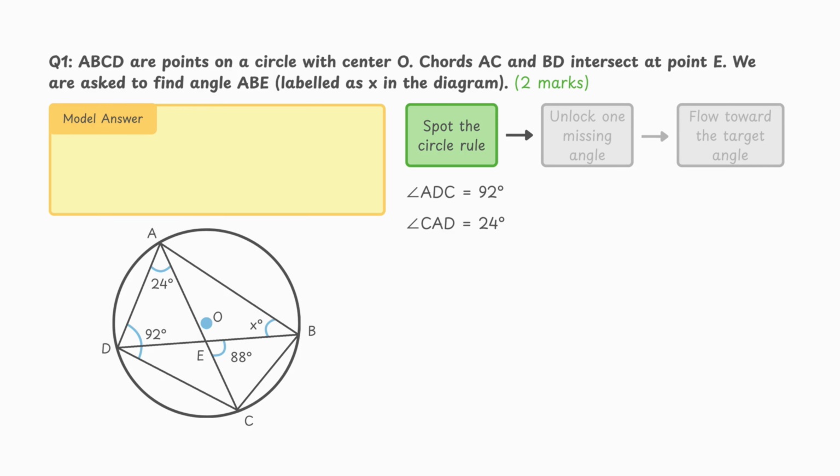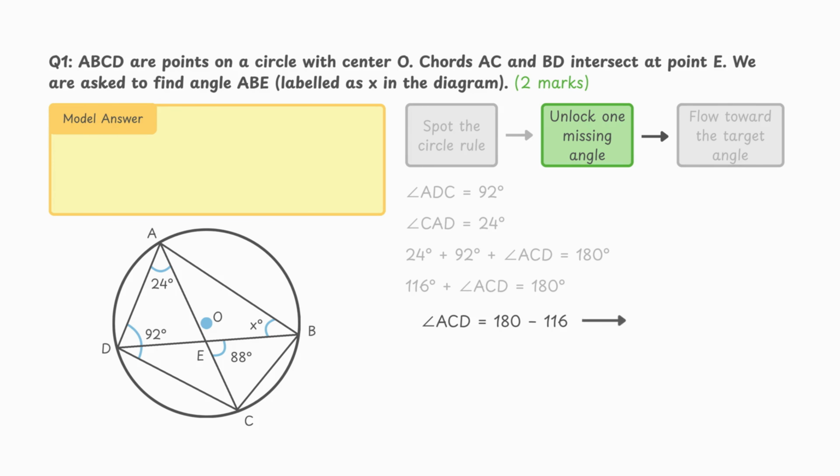Now, since this is a triangle, we can use a basic angle rule. The sum of angles in a triangle is 180 degrees. So we write 24 plus 92 plus angle ACD equals 180. Now simplify this. 24 plus 92 gives 116. So we now have 116 plus angle ACD equals 180. Now subtract 116 from both sides. Angle ACD equals 180 minus 116. So angle ACD equals 64 degrees.